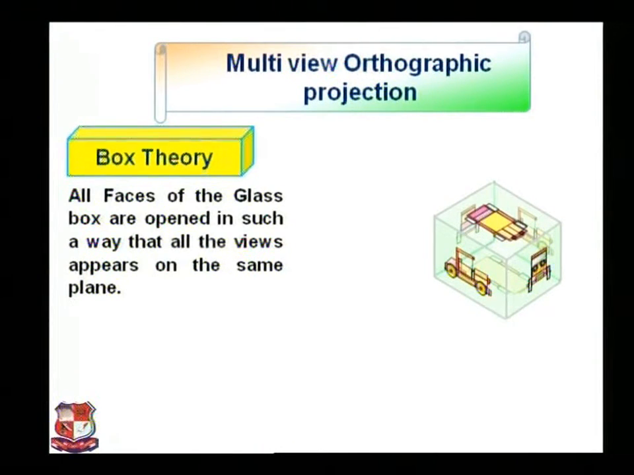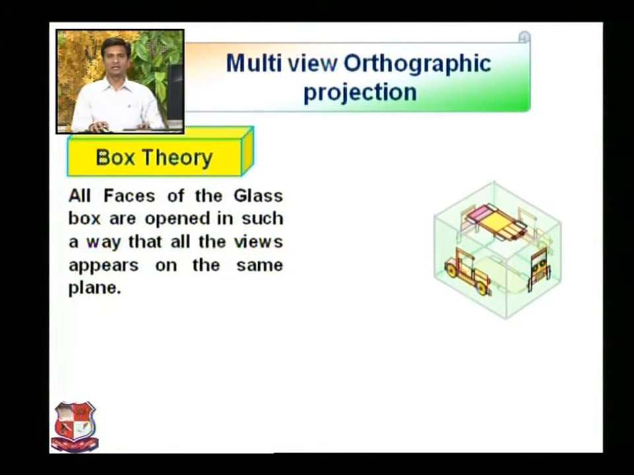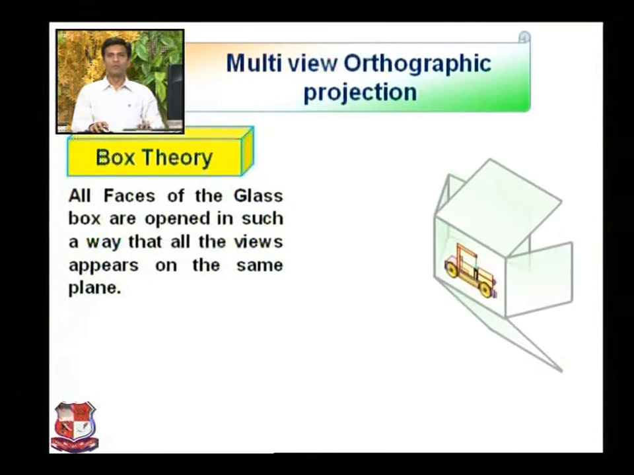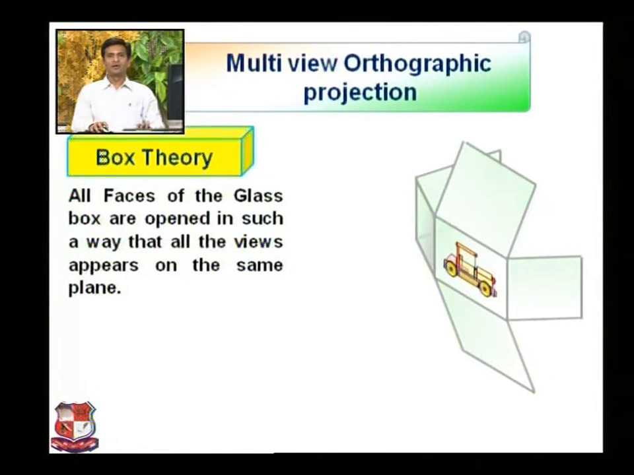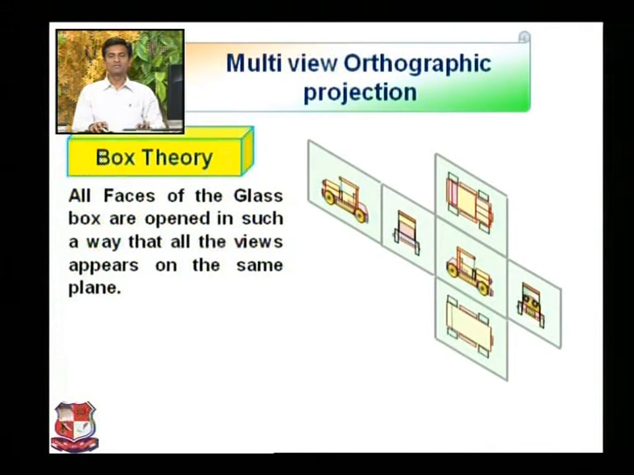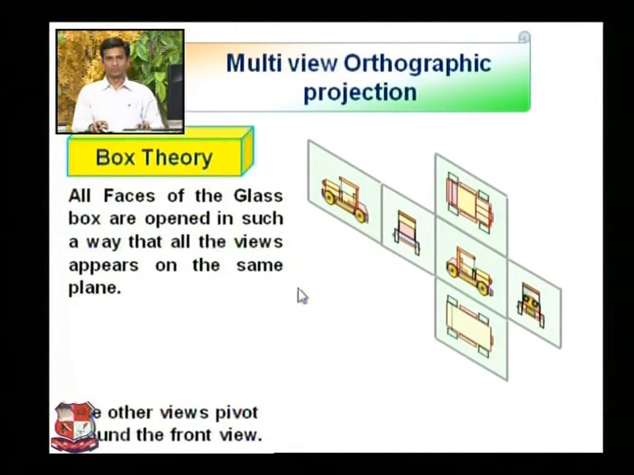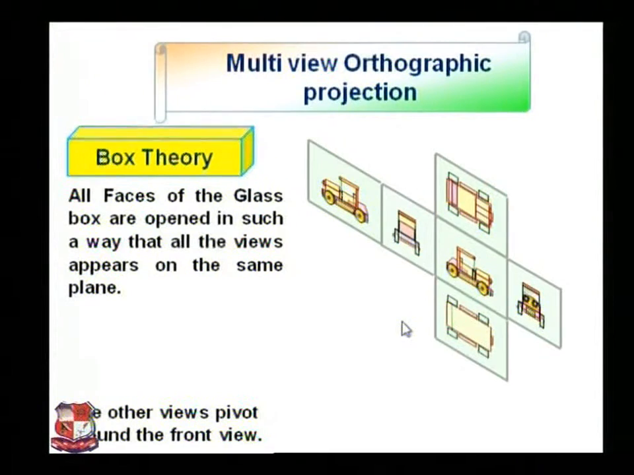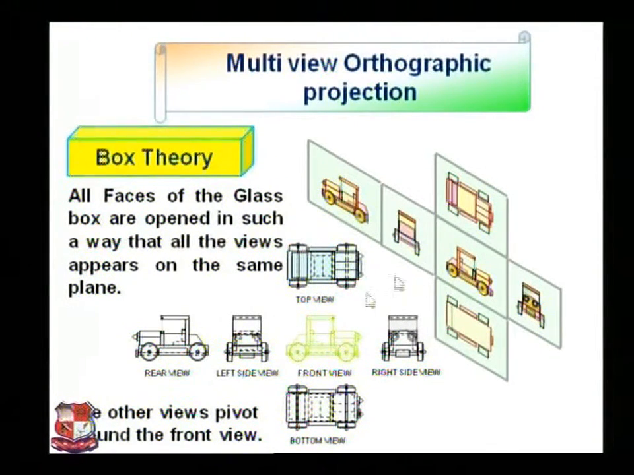If this is the front view, all faces of the glass box are opened in such a way that all the views appear in the same plane like this. Open all the views, and then all these views would be visible in the same plane like this. All 6 views: front view, 2 side views, top view, bottom view and rear view. These other views pivot around the front view. So in all the drawings, front view is at the middle and all the rest of the views pivot around the front view. These are the 6 views of this object as drawn over here: front view, 2 side views.